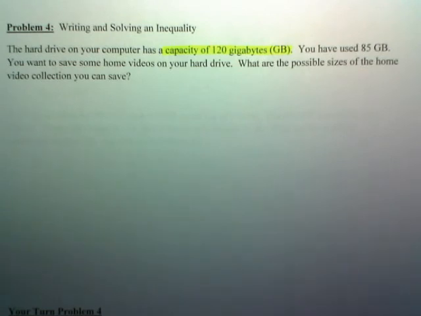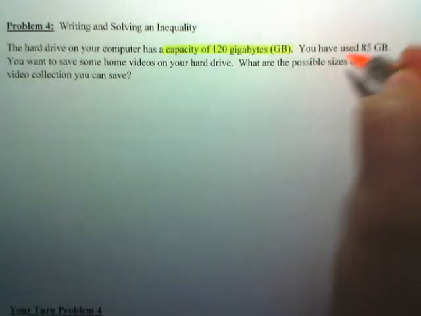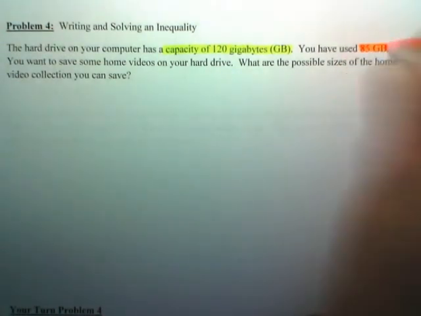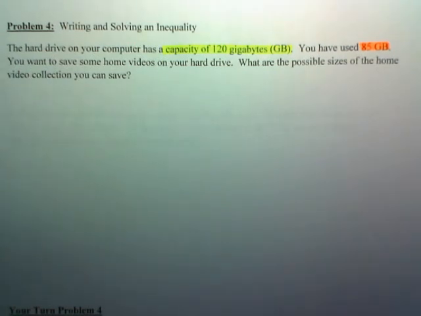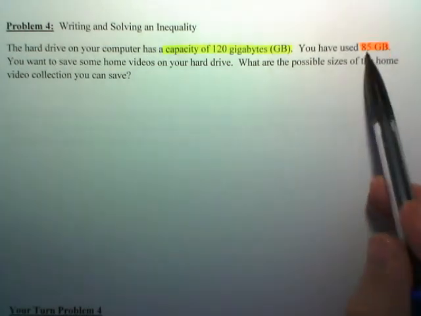Okay, so think about your phone. If you're trying to download something to your phone and it doesn't have enough space, then you've reached capacity and you can't go over that. There's no leeway there. So this one, 120 is the max. Now, for your computer, you have used 85 gigabytes. So you only have 120 that you can use, and you've already used 85 of it.